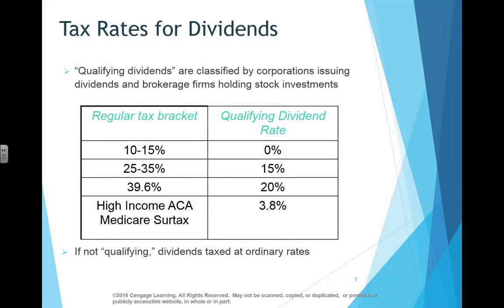Here's the table. If I'm in the regular tax bracket of 10 to 15%, I pay 0 on my qualifying dividends. If I'm in the 25, 28, 33, or 35% brackets, I pay 15%.